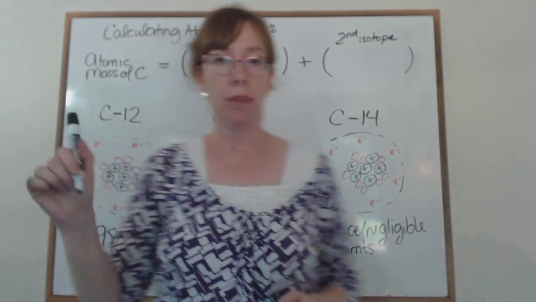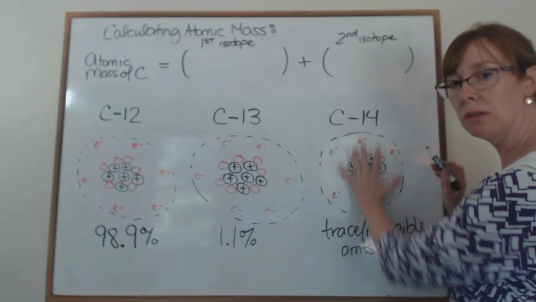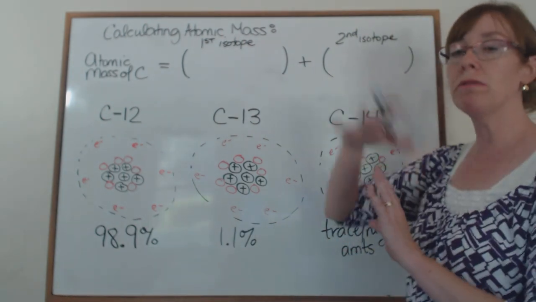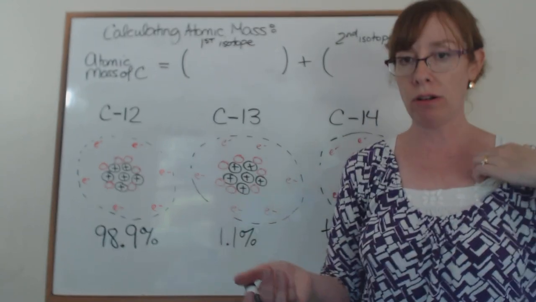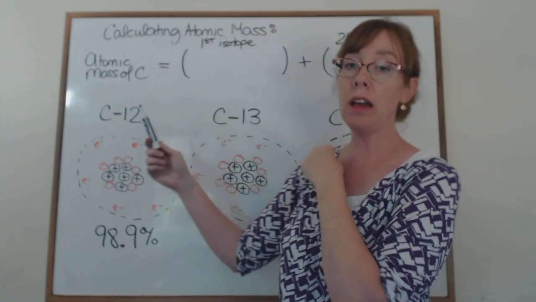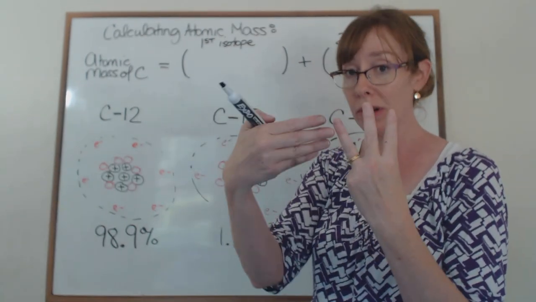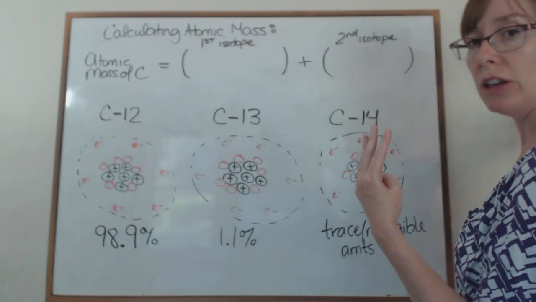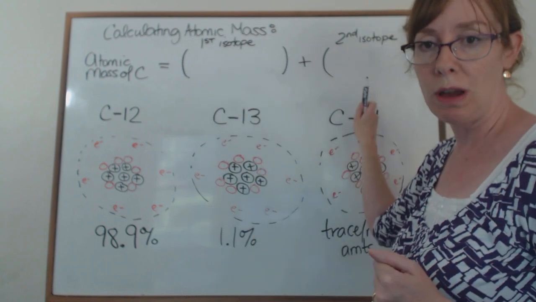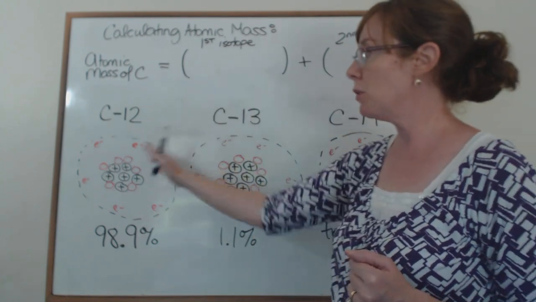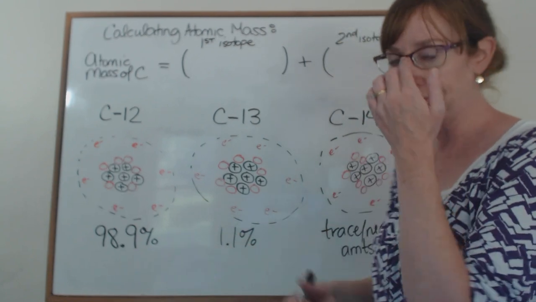Now, there is a third isotope, carbon-14, but it's present in negligible amounts, so we discard it. We throw it away. It's not going to affect our weighted average. It doesn't matter, okay? So if you're doing practice questions and you have one that has three isotopes with real numbers, then you would have a third, and some of them could even have a fourth. So as you're doing practice questions, it's not always two numbers. It's just however many isotopes you have that have a real relative abundance.